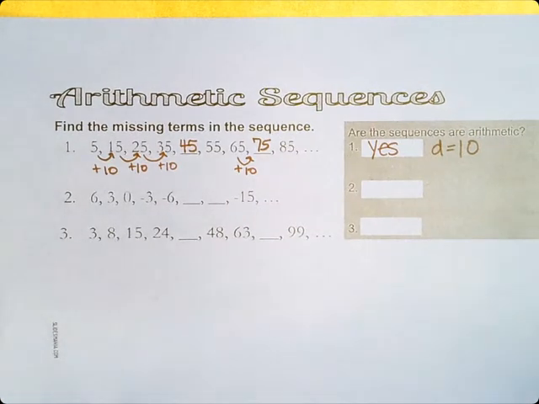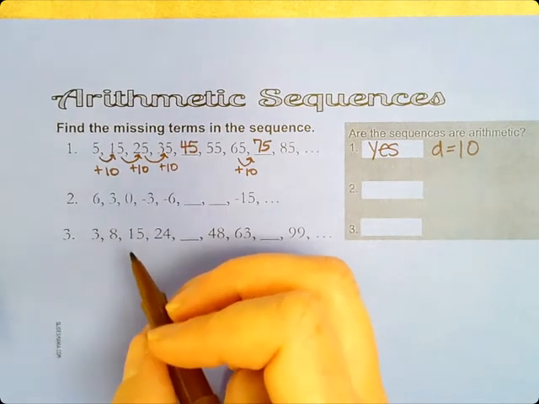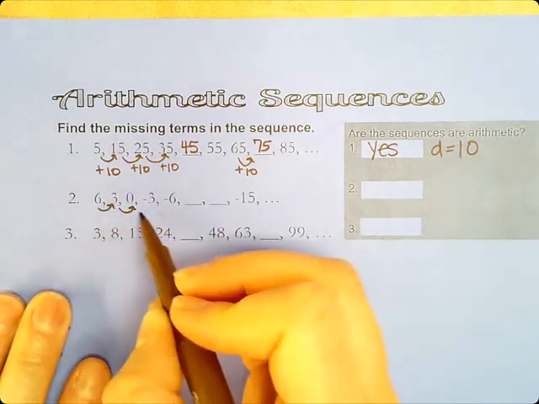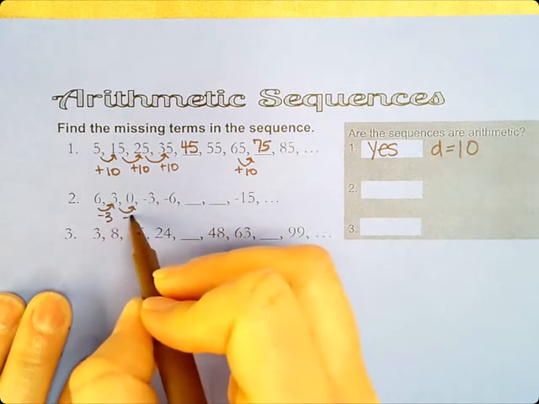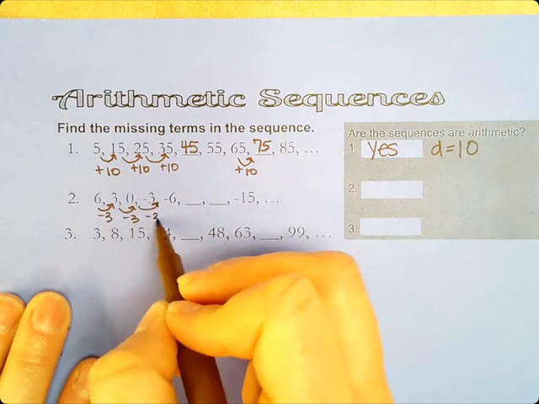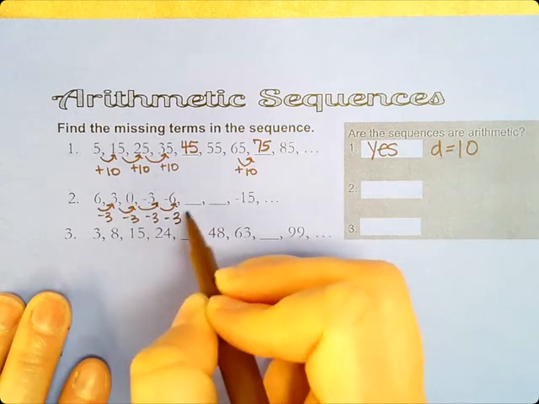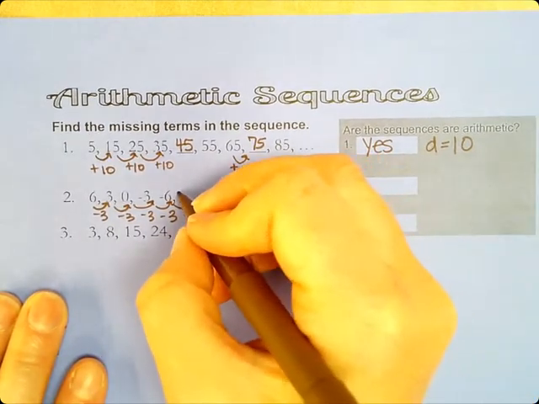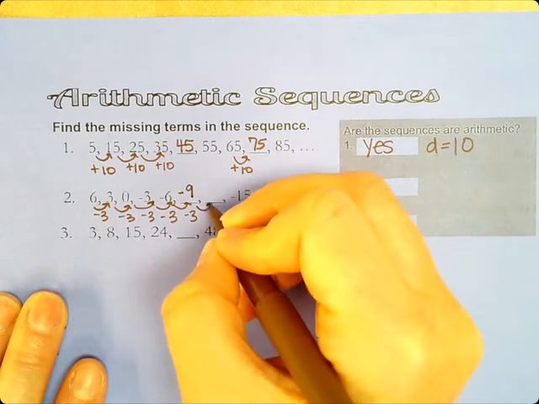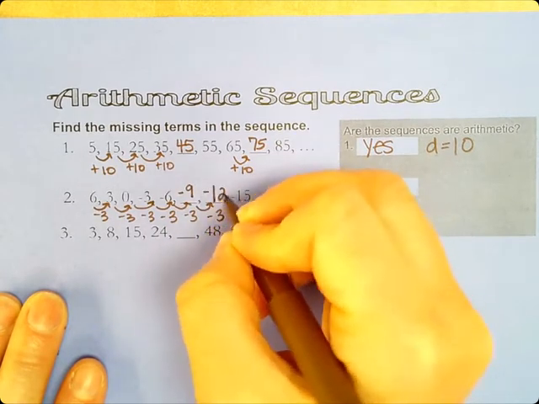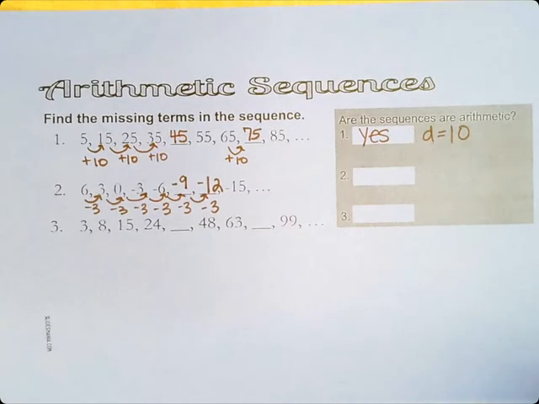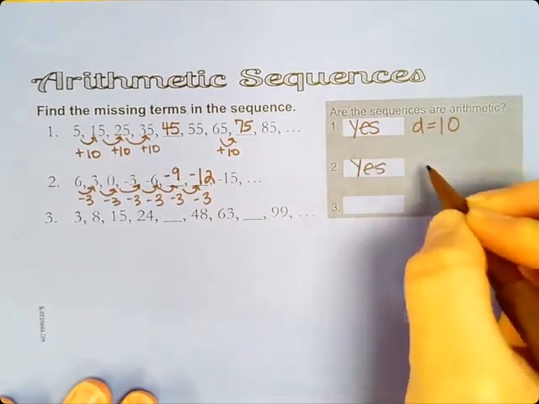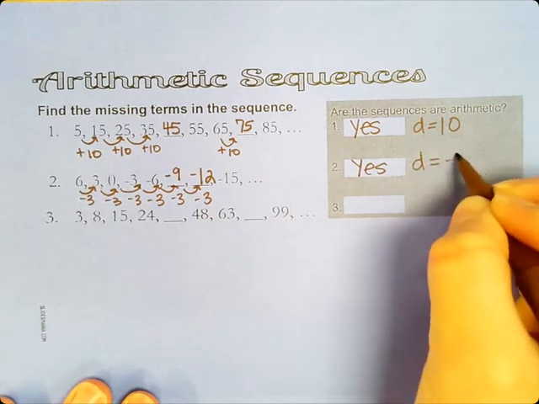Okay, let's look at the next one. Number 2, what is the common difference? Minus 3. Is that happening every single time? Okay, so what's the next one? -9. And then what's the next one? -12. Good. So is this arithmetic? Yes, because our common difference is -3.